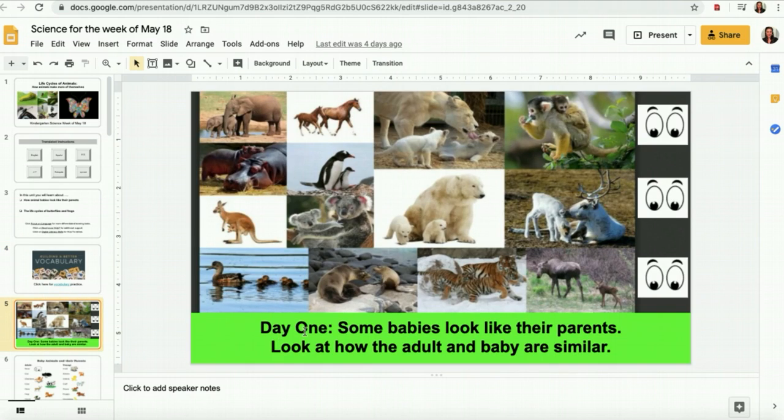So for day 1, which is today, some babies look like their parents. Look at how the adult and the baby are similar. So let's look here. Here you have a mommy elephant and a baby elephant. Here you have mom and baby horses. You have lions, monkeys. Look at all the different animals, how they look very similar. The babies look similar to their adult.